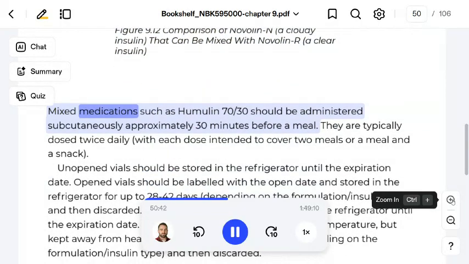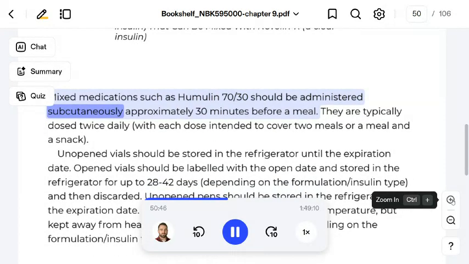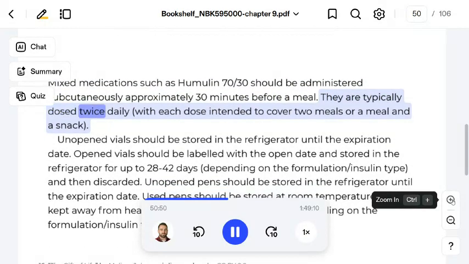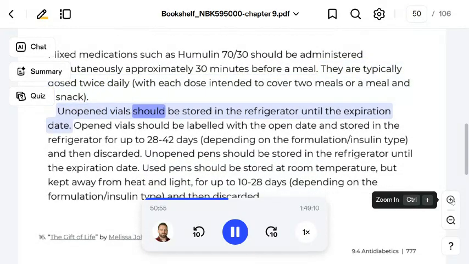Mixed medications such as Humulin 70/30 should be administered subcutaneously approximately 30 minutes before a meal. They are typically dosed twice daily. Unopened vials should be stored in the refrigerator until the expiration date.